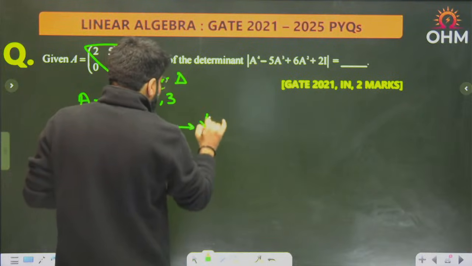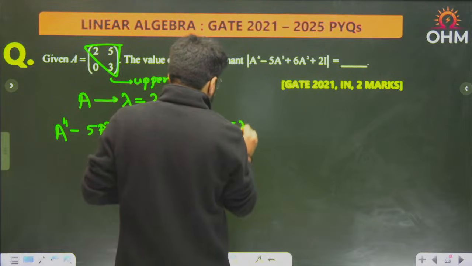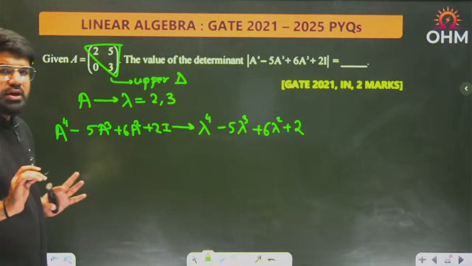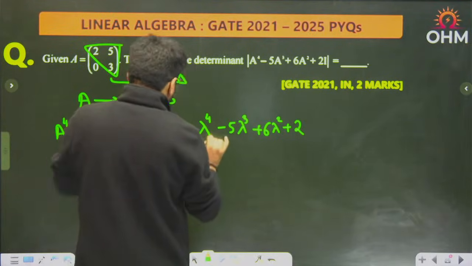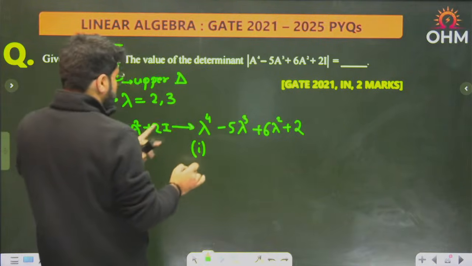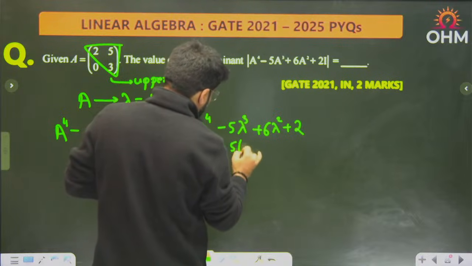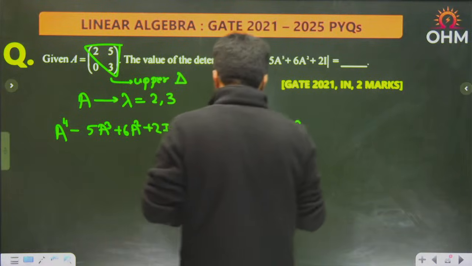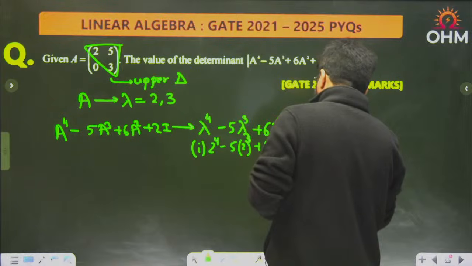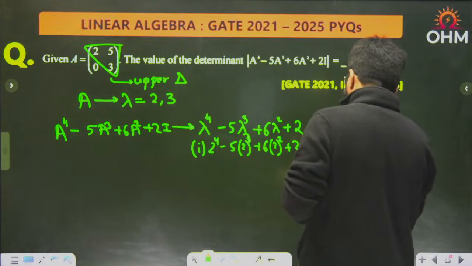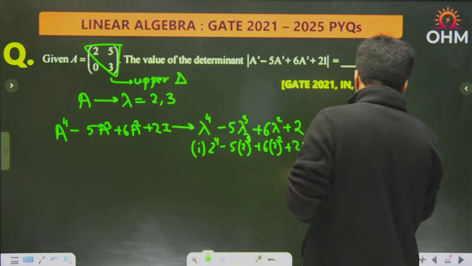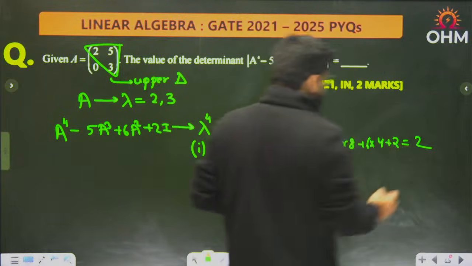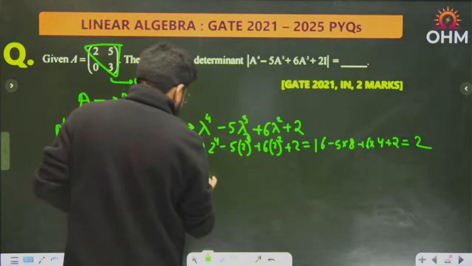For A power 4, the eigenvalue is lambda power 4 minus 5 into lambda cube plus 6 into lambda square plus 2 into I, that means 2 into 1. That's it. So there are two eigenvalues. What will be the first one? First one will be 2. So 2 power 4 minus 5 into 2 cube plus 6 into 2 square plus 2. Net: 2 power 4 is 16, minus 5 into 8, plus 6 into 4 is 24, plus 2. 24 plus 16 is 40, 40 minus 40 cancels. This is going to be 2.